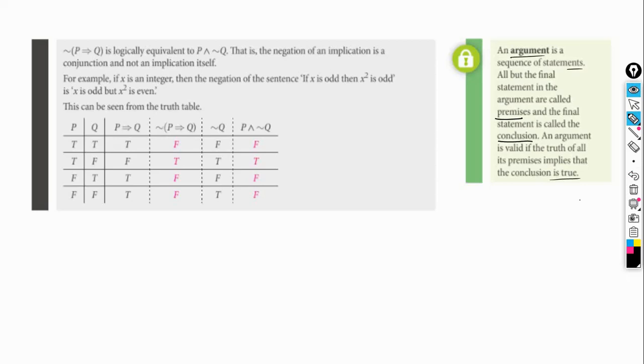On the other hand, not if P then Q is logically equivalent to P and not Q. That is, the negation of an implication is a conjunction and not an implication itself. For example, if x is an integer, then the negation of the sentence, if x is odd, then x squared is odd, is x is odd, but x squared is even. This can be seen from the truth table. So notice that from this column here, we can see that the negation of an implication is a conjunction.